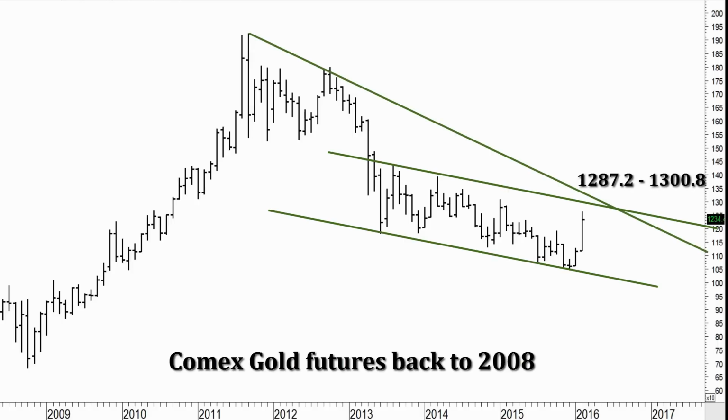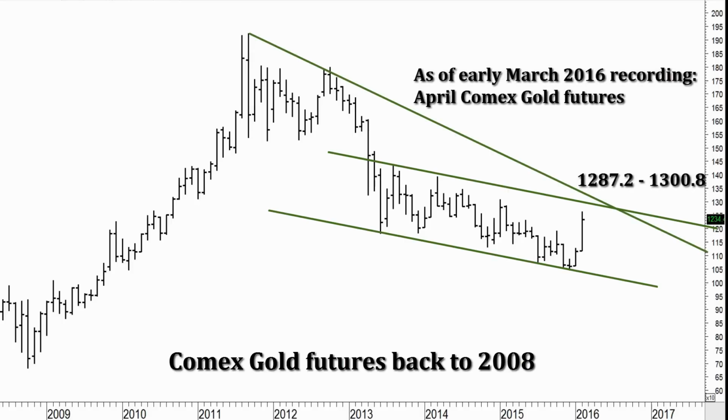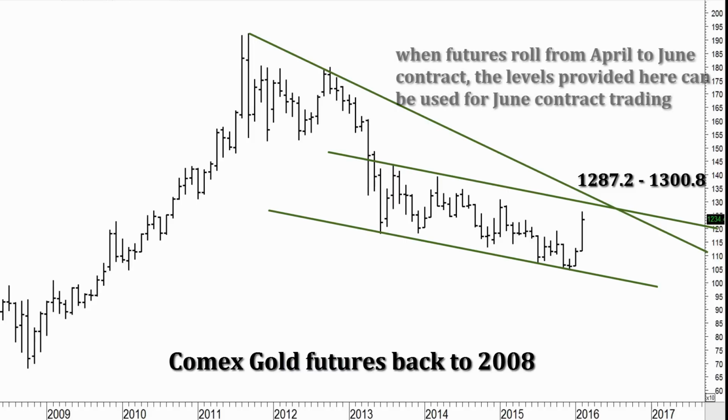You should know that the levels I'll provide in this early March recording refer to the currently active April futures contract. In a moment, I'll provide forecasted levels through June of this year, with these levels continuing to apply to the most active contract. In other words, when the Comex Gold futures roll from April to June, you can use the levels I provide in your June futures decision making.